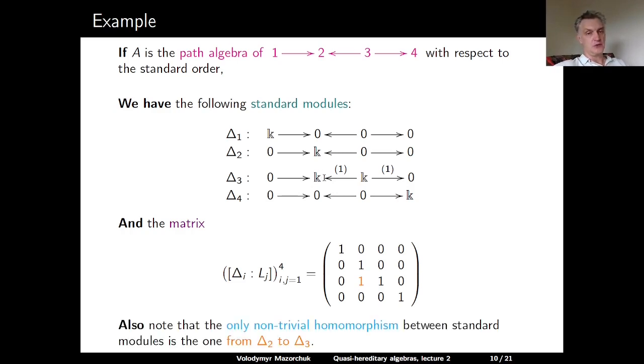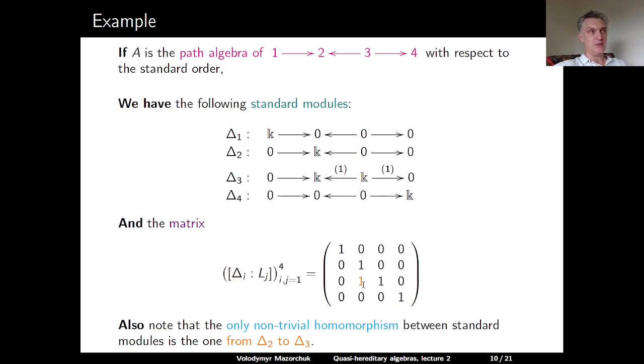And we can also note here that the only non-trivial homomorphism between standard modules is the homomorphism from delta 2 to delta 3, which basically corresponds to the fact that in delta 3 we have delta 2 appearing as the simple socle.